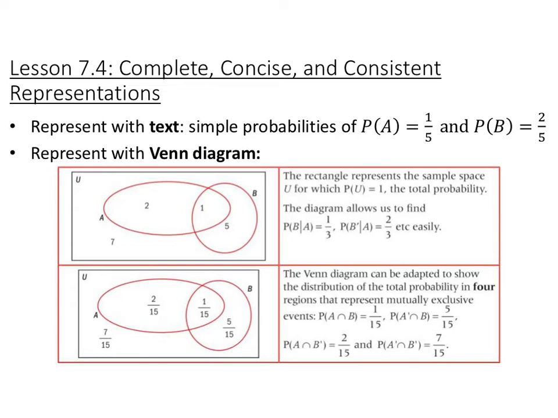Lesson 7.4 is complete, concise, and consistent representation. So we're going to continue to talk about different representations of probability. So we've talked about our text or our written representation of probability.